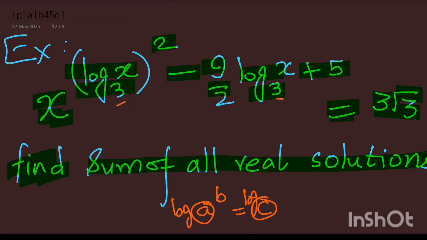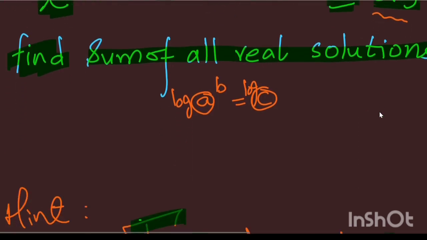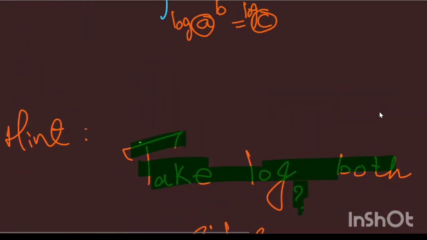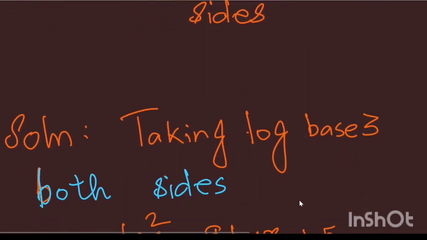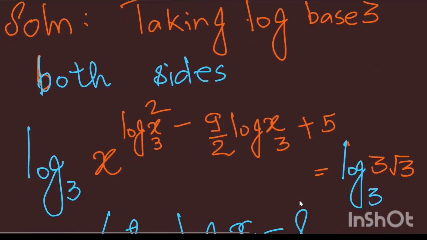And here also it is given in terms of 3 only. So we will take the base as what, guys? The base should be 3. So we will take log of base 3 both sides, guys. So taking log base 3 both sides, it will be like this. Log base 3 we have taken here, log base 3 we have taken here.